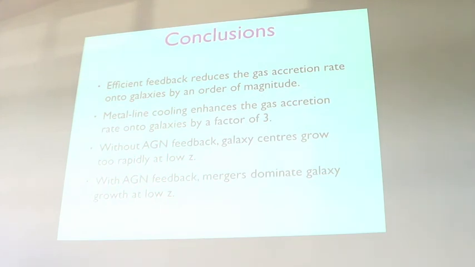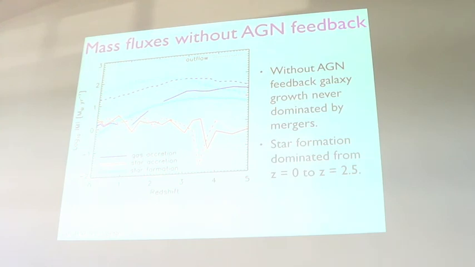Could you just go back to the previous graph? I was a bit surprised that the amount of gas and the amount of star formation don't track each other more closely. Is that just a misunderstanding of what you mean here by gas? So the gas accretion versus star formation? Yeah. I mean, there's a delay, right? Because it takes about like the.